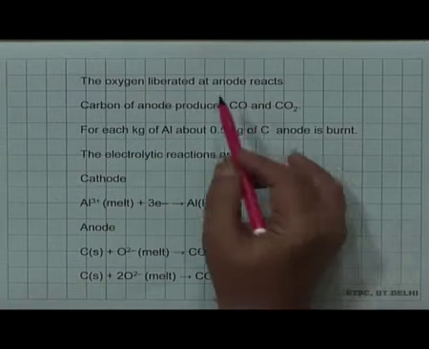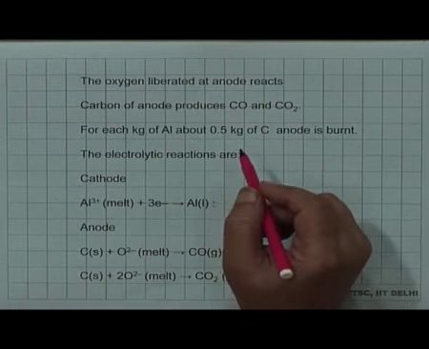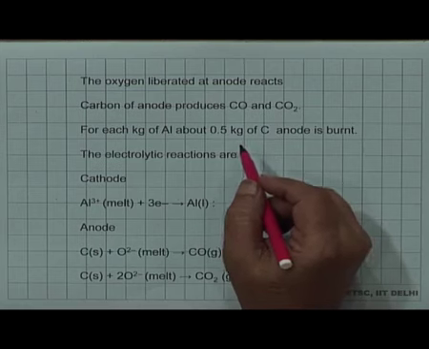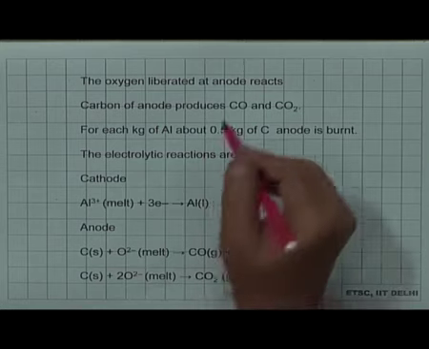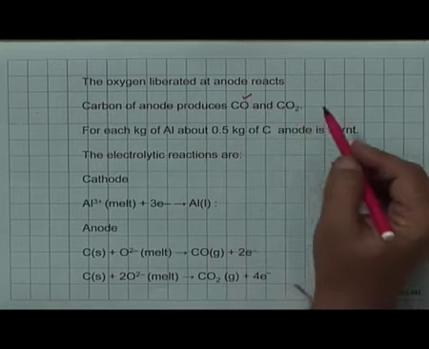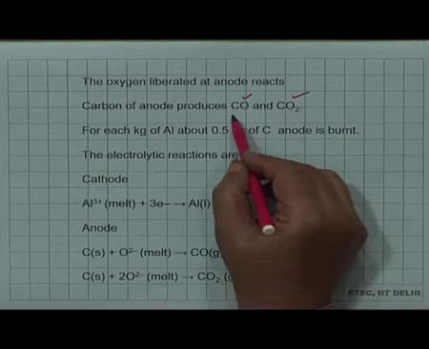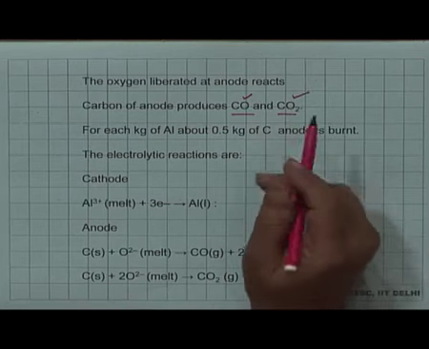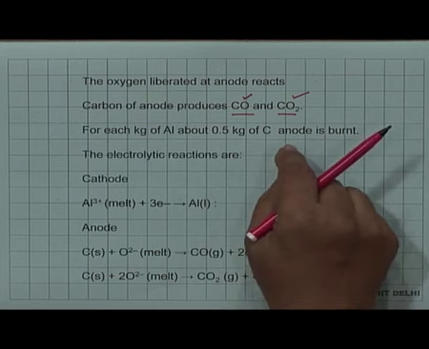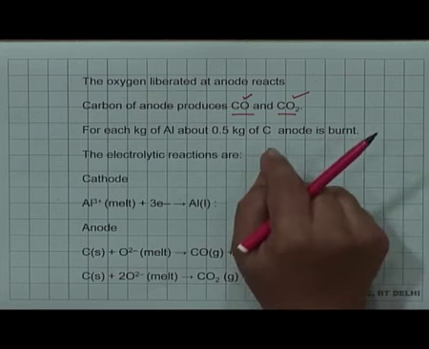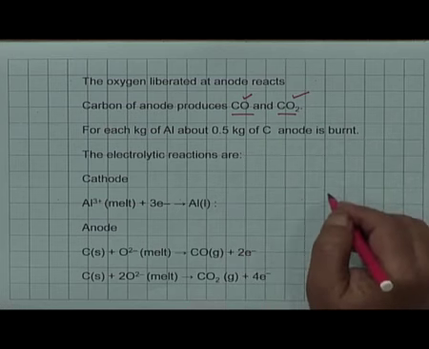Now, the oxygen which is liberated at the anode does not go into the atmosphere just like that. It reacts with the carbon of the anode and produces carbon monoxide and carbon dioxide. So, in this electrolytic process, you will notice that the real reduction is done by carbon.